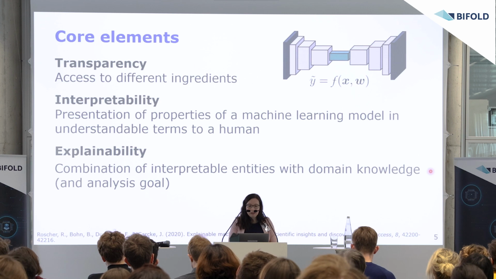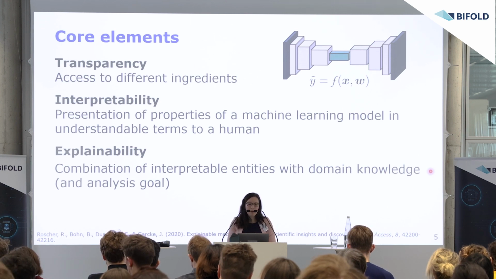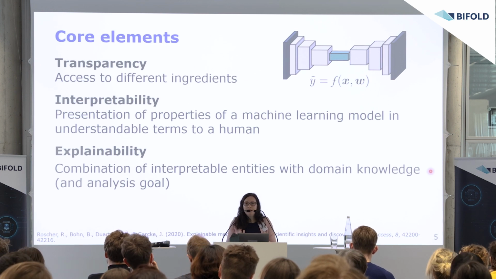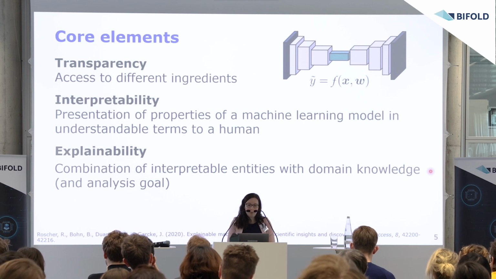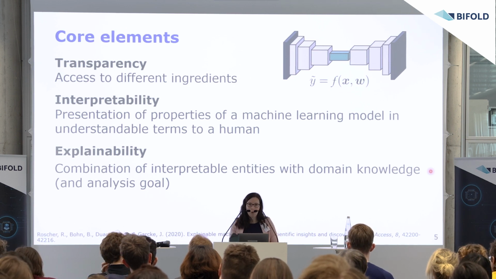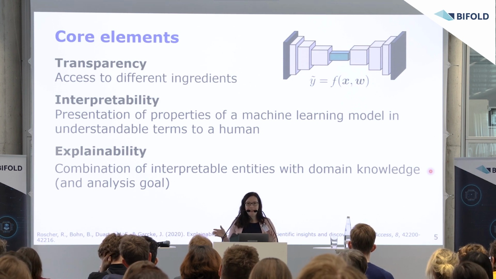And this is where interpretability comes into play. Here we present properties of a machine learning model in understandable terms to humans. An easy example is you visualize the importance of the input features which are relevant for a specific decision. And then there's explainability. Explainability is when you combine these interpretable entities with domain knowledge, and in the best case with an analysis goal.